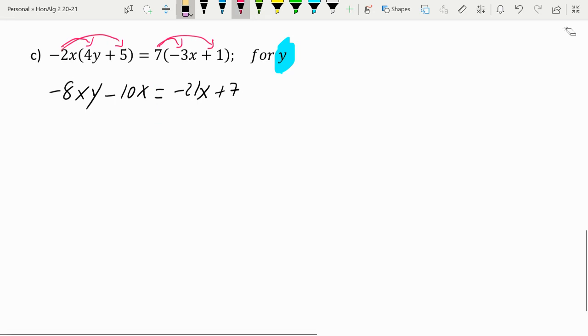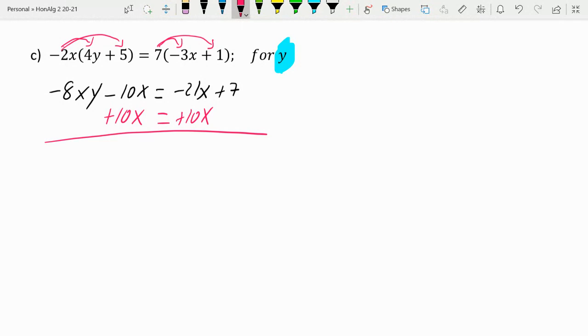So the very first thing I'm going to get rid of is that negative 10x by adding 10x. Well, I actually do have a like term there, so I'm going to write it underneath that. Plus 10x. Sometimes you have like terms, sometimes you don't. All right. Let's add straight down. So negative 8xy, those cancel, is equal to negative 11x plus 7. Now, what happens right here?